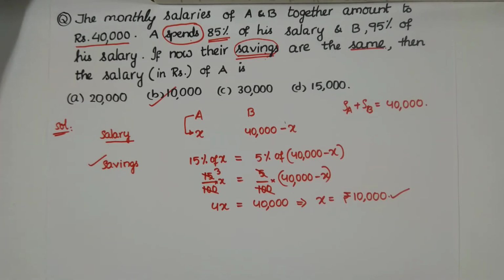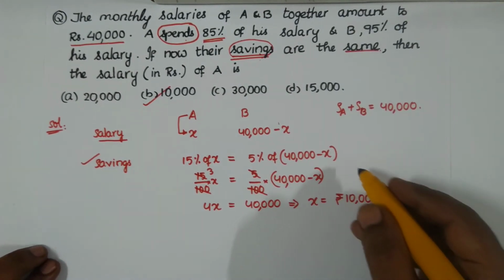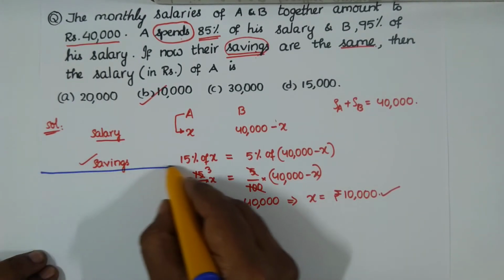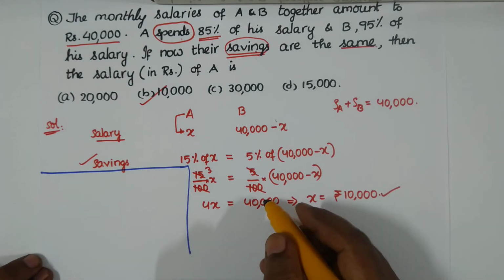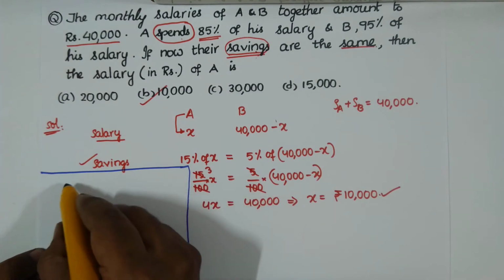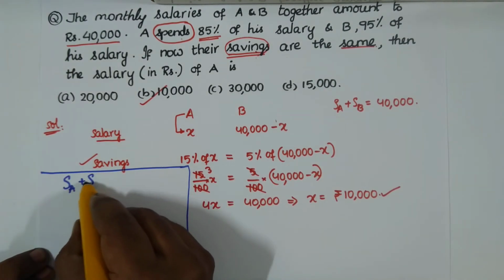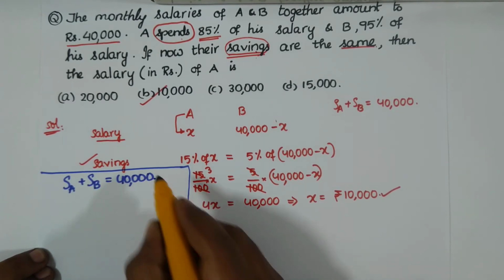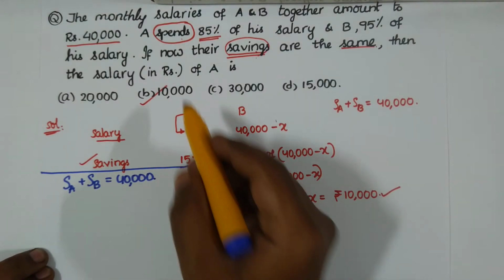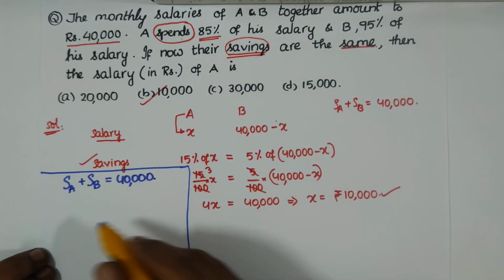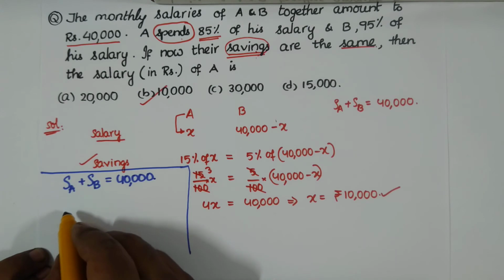Now the same problem we can also solve very easily this way. See what he is giving us. He says that the monthly salaries of A and B together amount to rupees 40,000. Let salary of A plus salary of B equal 40,000. Now savings must be the same, but he gave us spending, so indirect data. From this we can take savings.